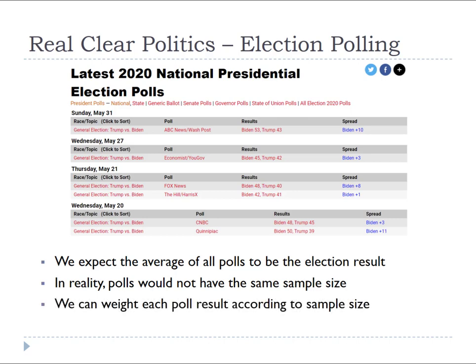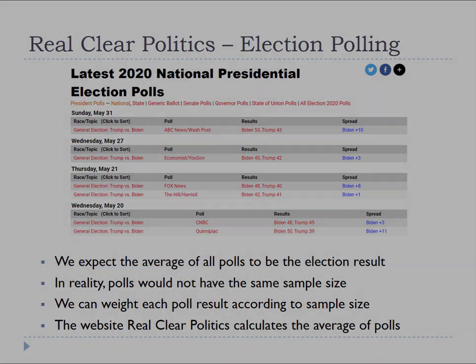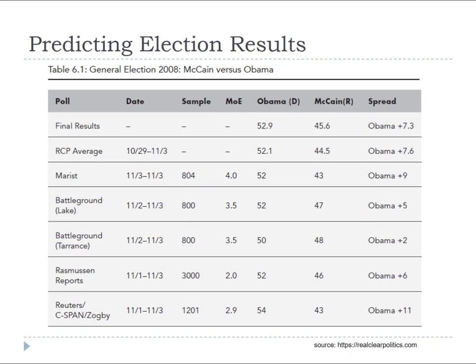The website RealClearPolitics calculates the average of polls leading up to elections and tries to predict the election result. In the 2008 general election on November 4th between Barack Obama and John McCain, the election result was 52.9% for Obama and 45.6% for McCain. The average of the polls leading up to the election, from October 29th to November 3rd, was 51.1% for Obama and 44.5% for McCain, not very far from the actual results.